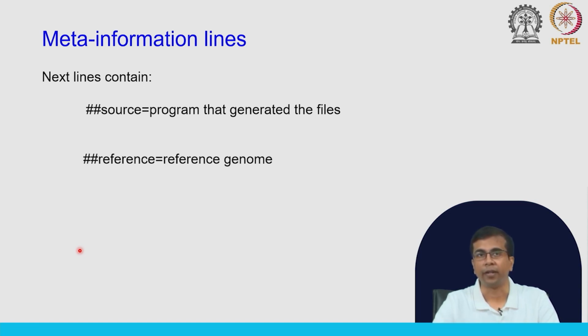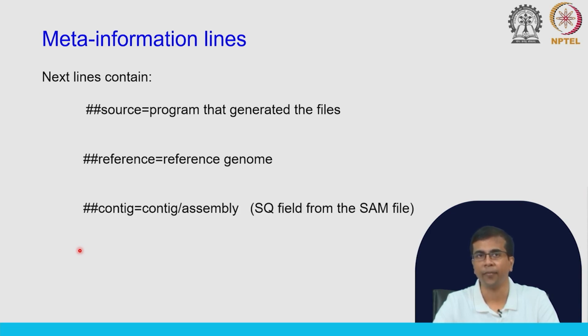Then the next line will be reference, which is the reference genome. In this case it should be the reference genome that we used. It will just take the file name and then it will have something like contig or contig assembly. This is actually identical to the SQ field from the SAM file. Okay. So, it should have these chromosome numbers or chromosome IDs in our data.